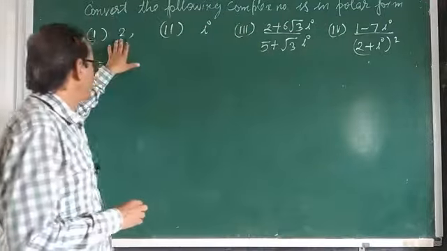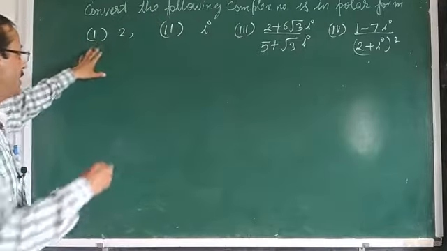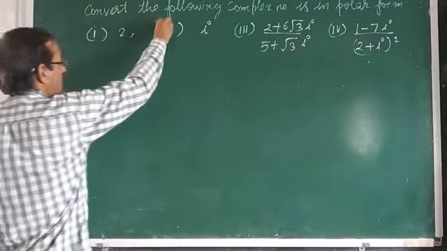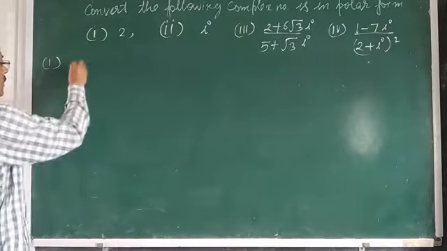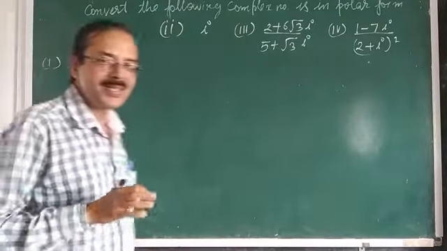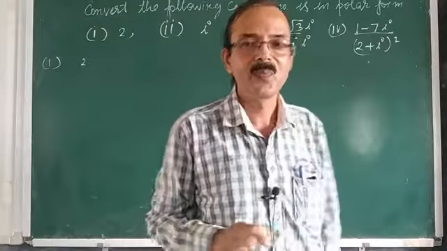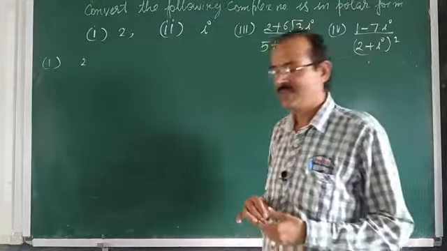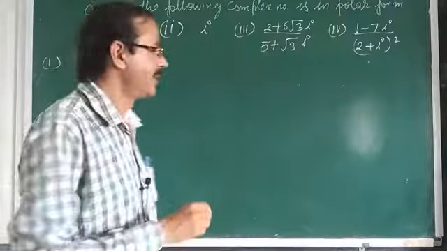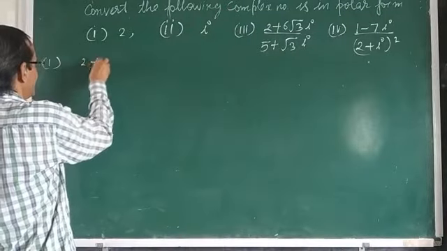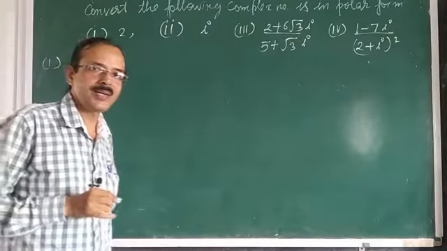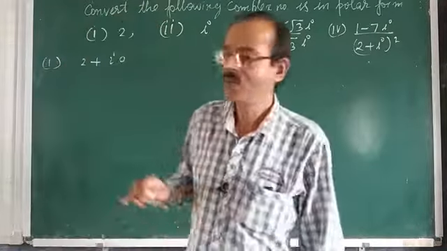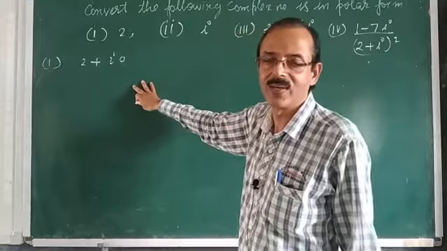So let us start one by one. First I am going to start the first part. 2. Can you say this 2 is a complex number? Yes, this is a complex number. This 2 we can represent in this form, that is 2 plus iota into 0. So this is a complex number.